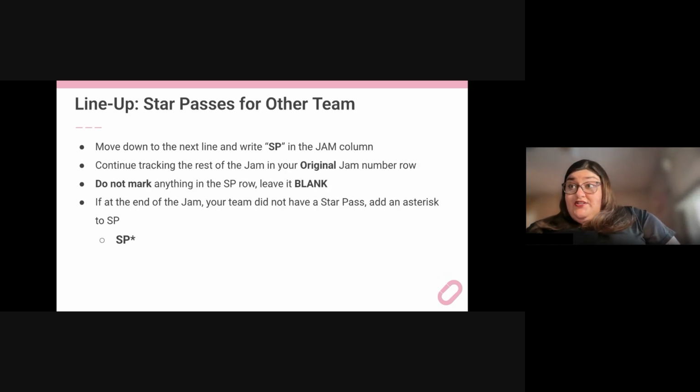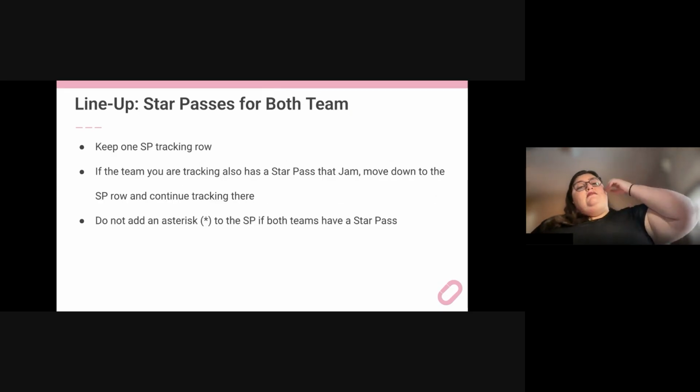So what happens if the other team has a star pass? You're going to move down to the next line and continue by writing SP in that jam number column. You're going to continue tracking the rest of the jam in your original jam numbers row. Do not mark anything in the SP row. You leave it blank. If at the end of your jam, your team does not also have a star pass, you add a little asterisk to the SP to make it SP asterisk. And if both teams do have one, you're still keeping one SP star pass tracking row per jam.